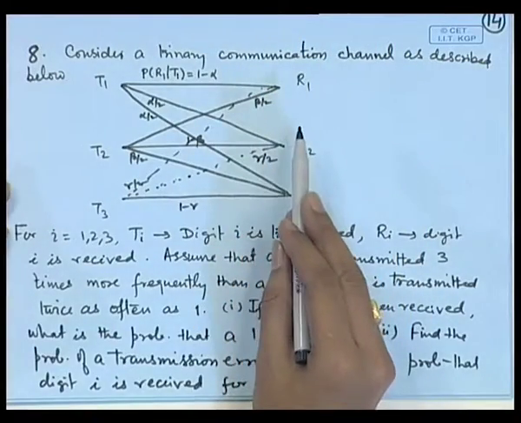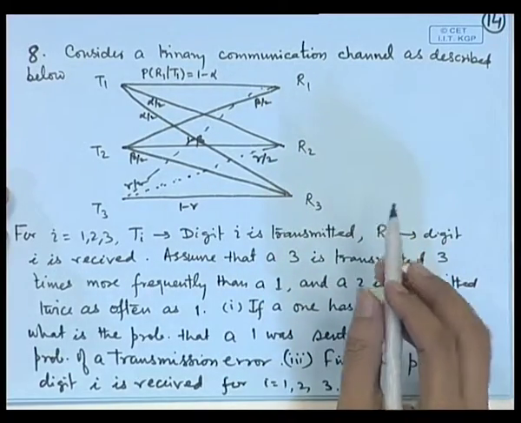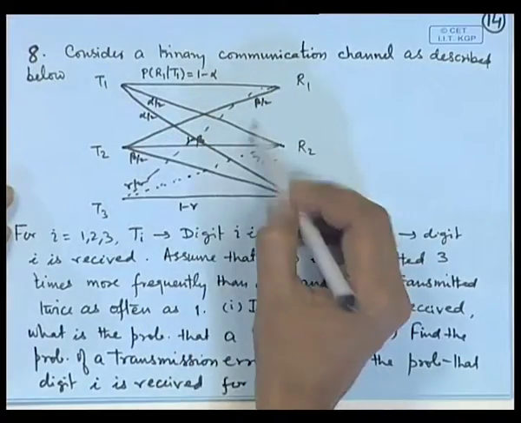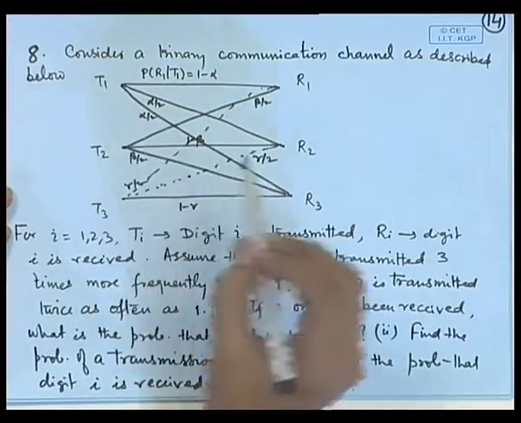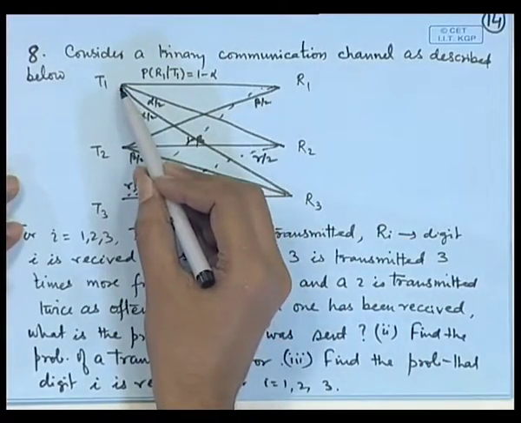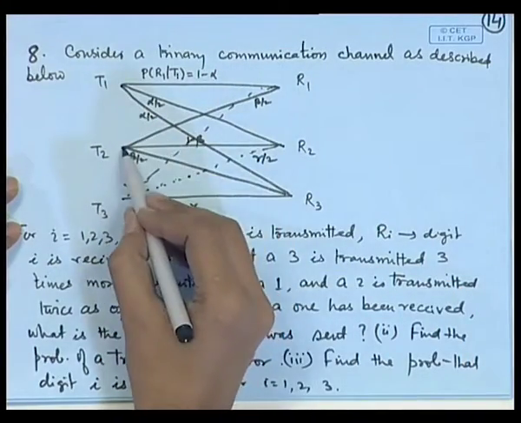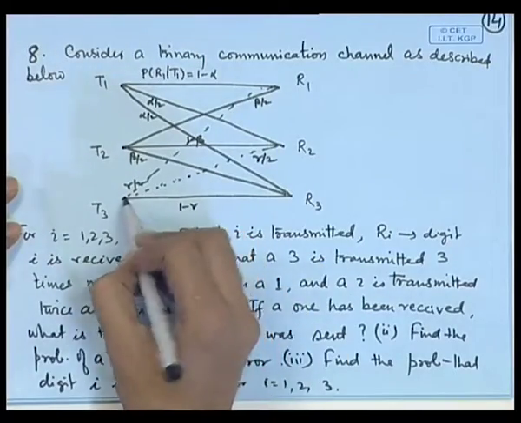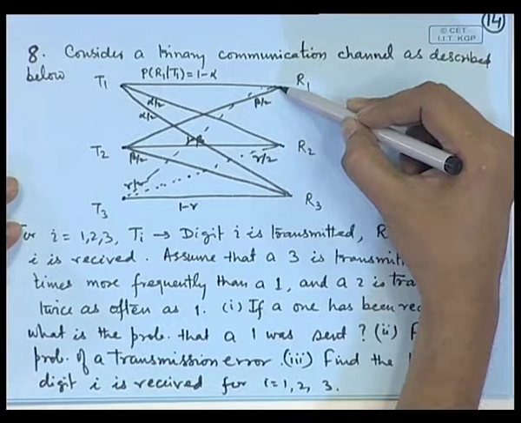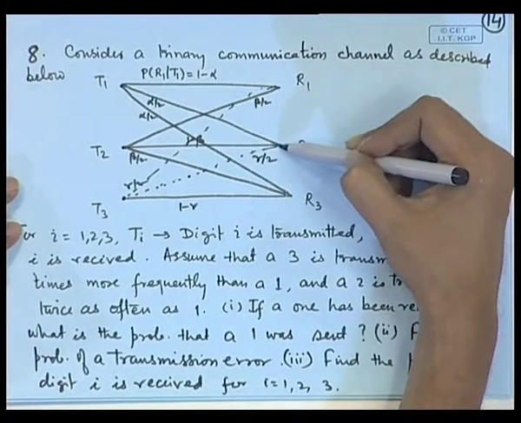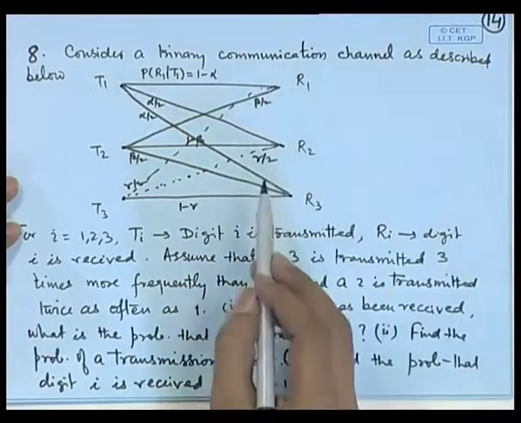Consider a communication channel. Here again are some further applications of conditional probabilities. We have a trinary communication channel. Let me explain these things. T i means that digit i is transmitted. So, T 1 means that the digit 1 is transmitted, T 2 means digit 2 is transmitted, T 3 means digit 3 is transmitted. R 1 means digit 1 is received, R 2 means digit 2 is received, R 3 means digit 3 is received. So, it is a trinary communication channel.